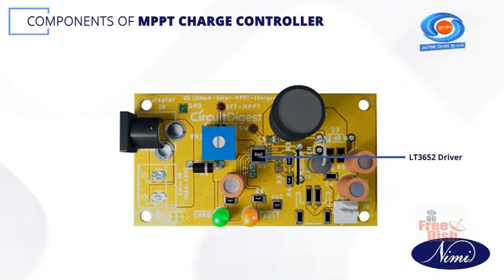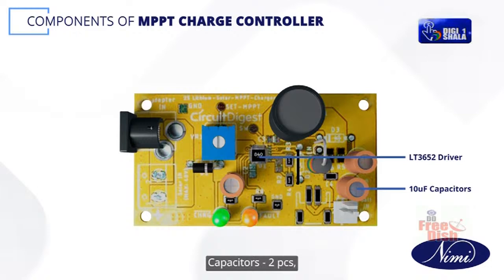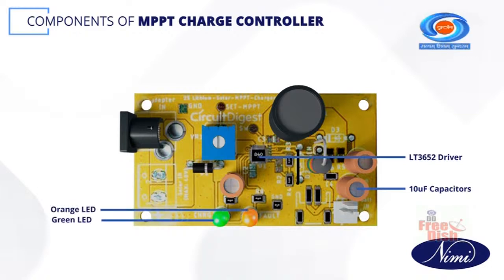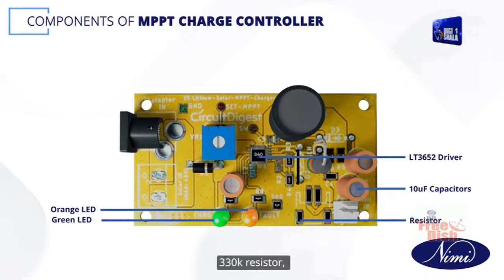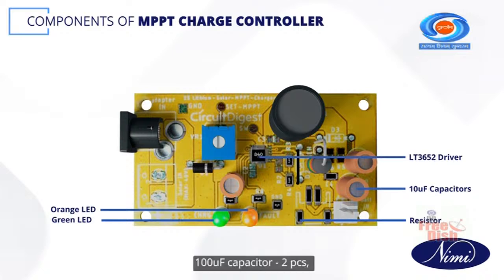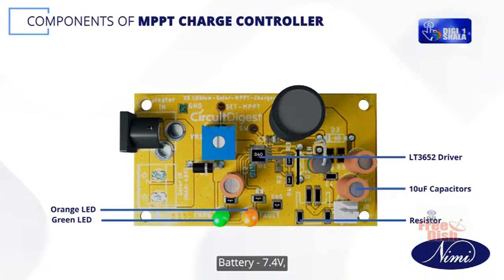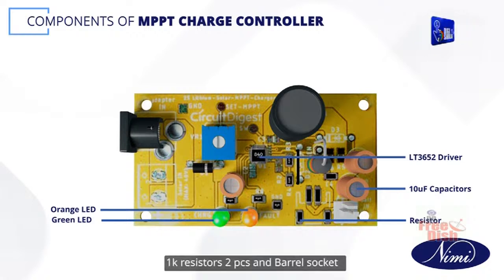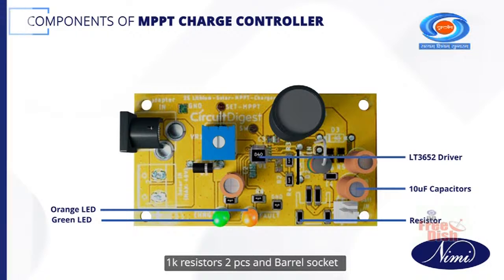The components of MPPT charge controller are LT3652 driver, capacitors 2 pieces, green LED, orange LED, 220K resistor, 330K resistor, 200K resistor, 68 UH inductor, 1 UF capacitor, 100 UF capacitor 2 pieces, battery 7.4V, 1K resistors 2 pieces and barrel socket.